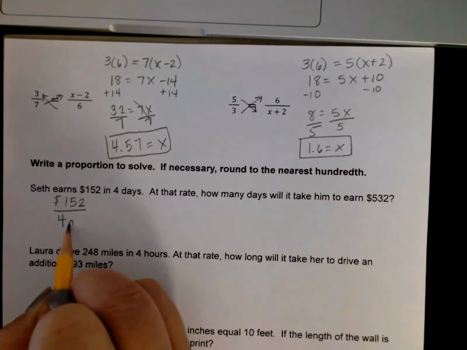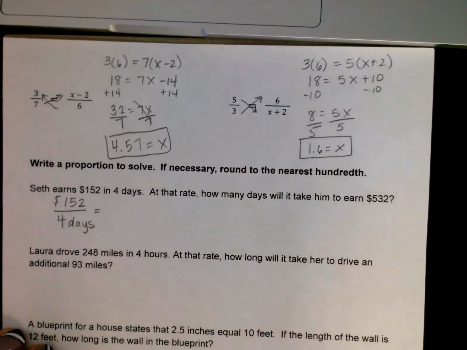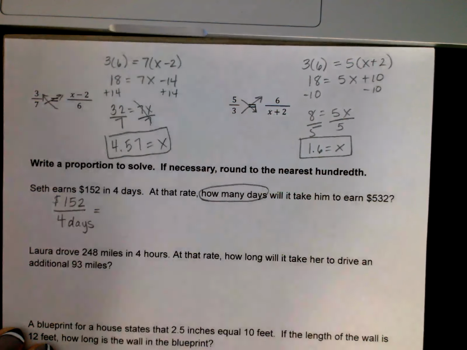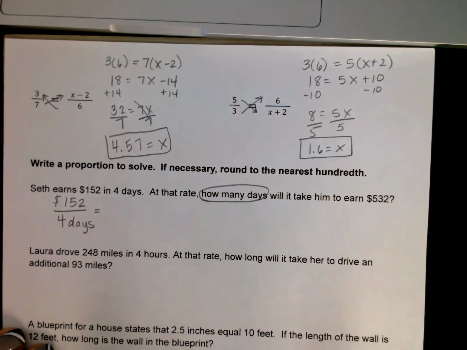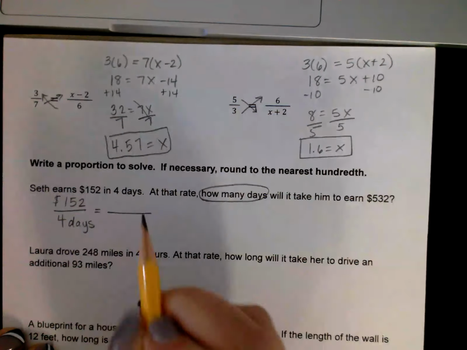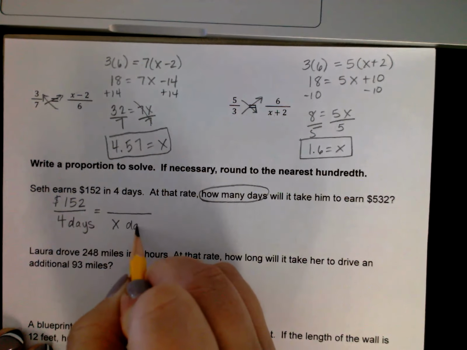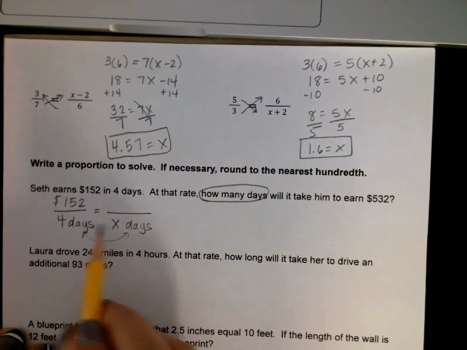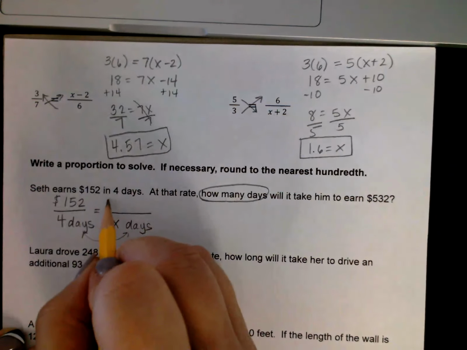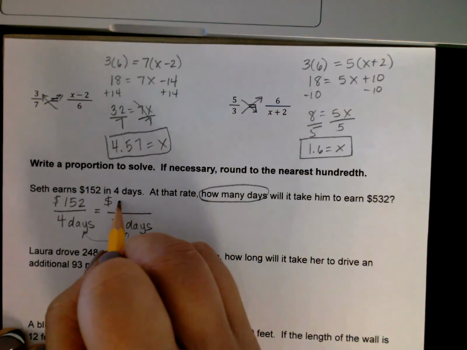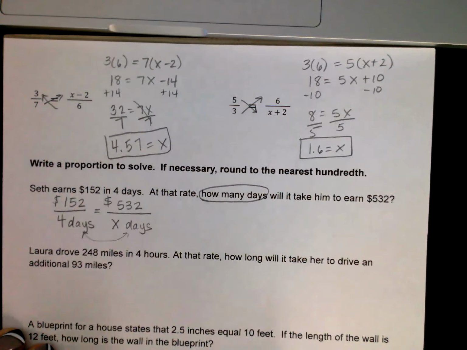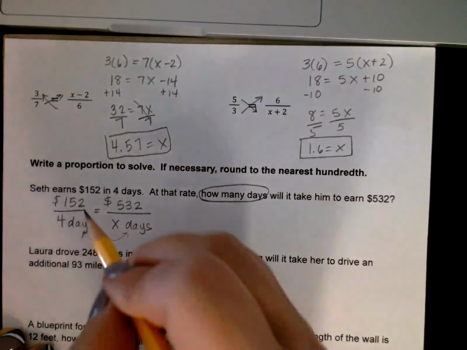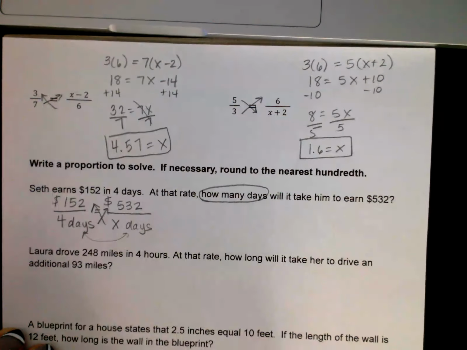$152 in 4 days. I like to label my proportions so I can match things up. At that rate, how many days? Ooh, that's what I don't know. Remember when we would go from English to math, what we don't know would be the variable. So how many days? I have no idea how many days, so I'm going to put X for days. Notice we have the same topics in the denominator, so they match, and then $532. We have money in the numerator, number of days in the denominator. You then will do your cross products again.